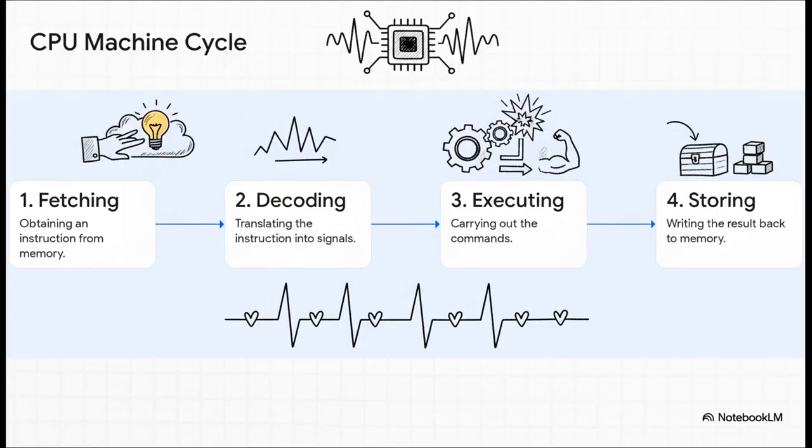So that brain, the CPU, what is it actually doing billions of times a second? It's just doing a simple little four-step dance, over and over and over. First, it fetches an instruction from memory. Then it decodes it to figure out what it's supposed to do. Then it executes the command. It actually does the thing. And finally, it stores the result back in memory. Fetch, decode, execute, store. That rhythm, that's the literal heartbeat of your computer.